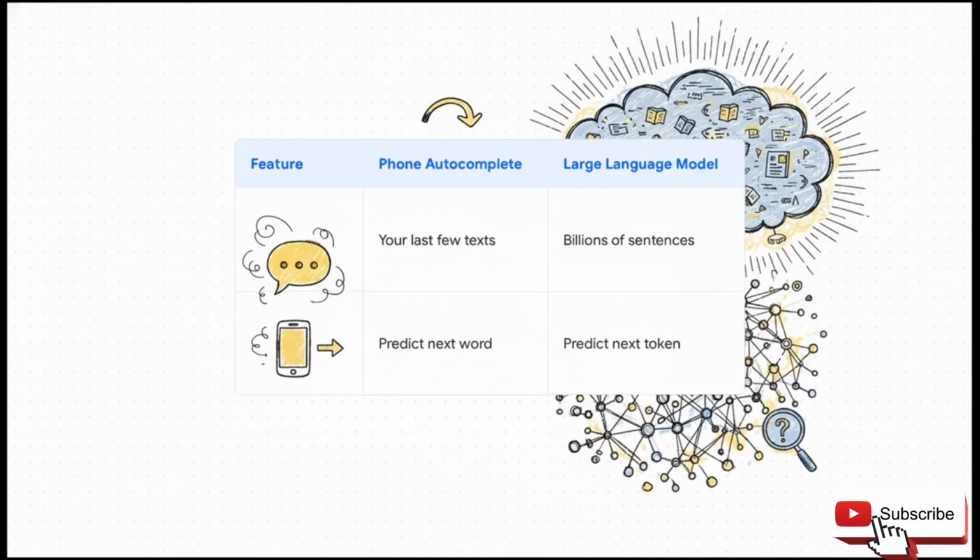A large language model is the exact same fundamental idea as your phone's autocomplete, just scaled up to a totally astronomical degree. Instead of being trained on your last few texts, it's been trained on a massive chunk of the internet. We're talking billions and billions of sentences. Its goal is the same: predict the next piece of text, or to be a little more accurate, the next token, which might be a word or even just part of a word. But it's the sheer scale that makes all the difference.